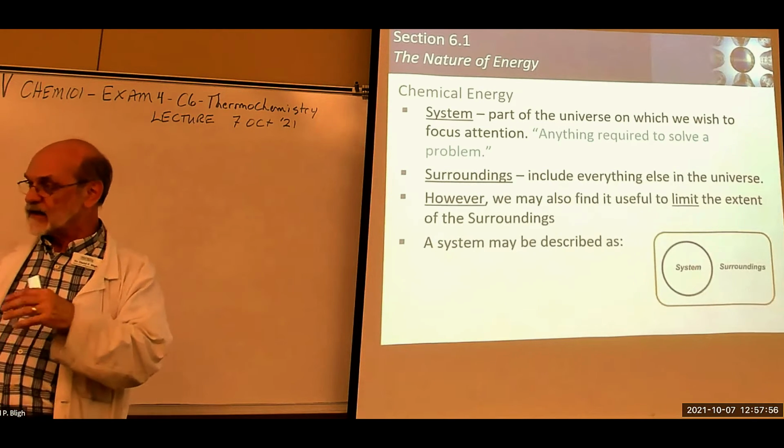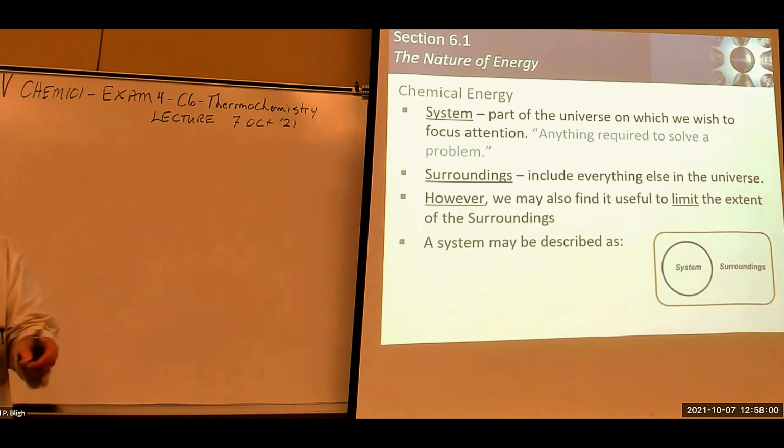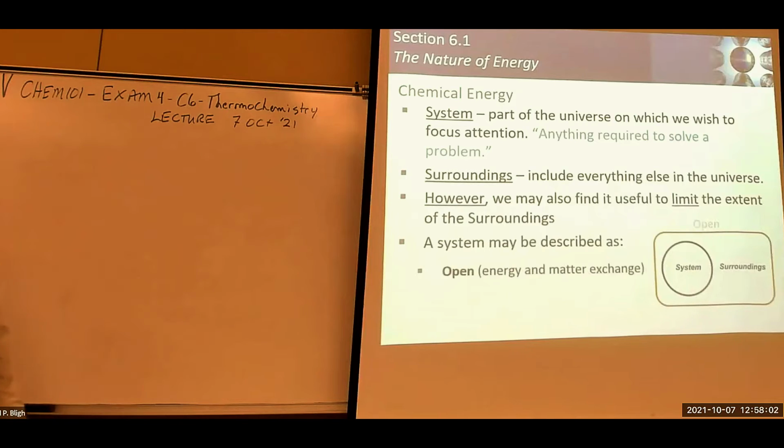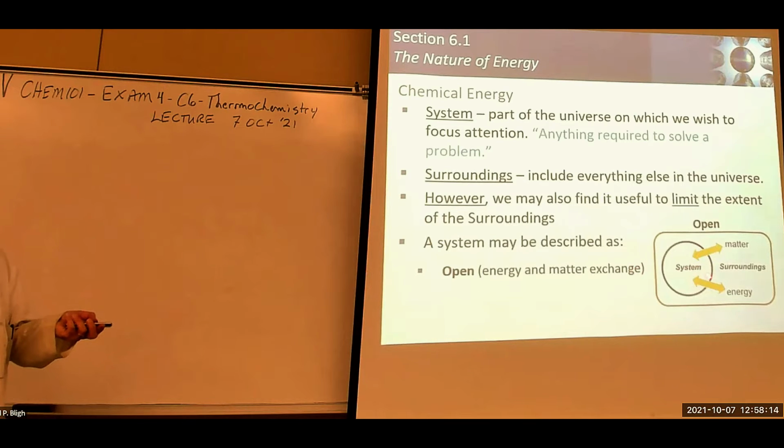We can define it as one of three different types. If it's an open system, then matter and energy both can cross that boundary. And there are many biological systems that are just like that. Except that with biological systems, this transfer of energy and matter is controlled. Otherwise, the biological system wouldn't function. But it's still an open system by our definition.